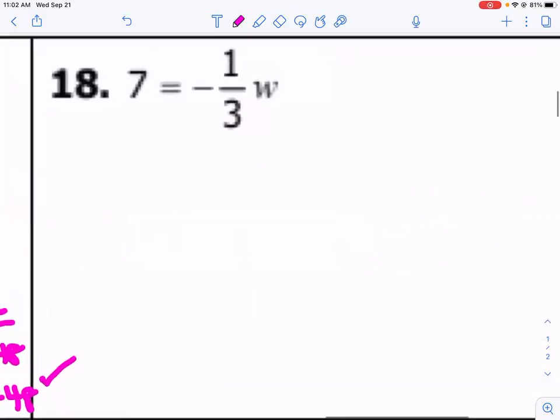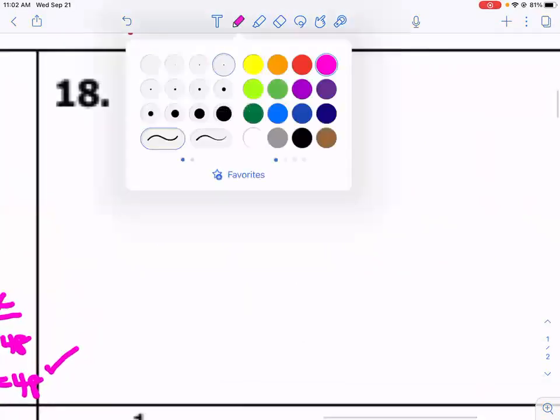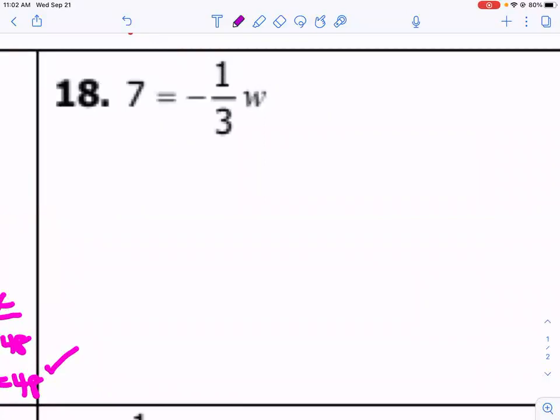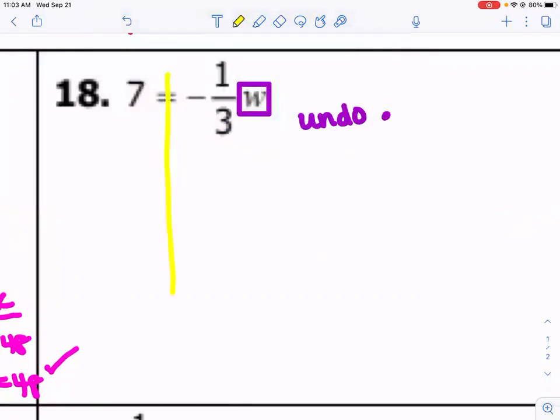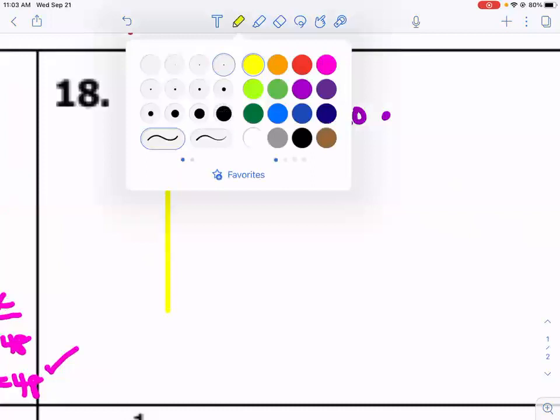I like number 18. I think you're gonna like it too. This is 7 equals -1/3 W. So, Cordell, how is -1/3 tied to our variable? What operation is in between? Multiplication. So we need to undo our multiplication, and we're gonna do that by using division.